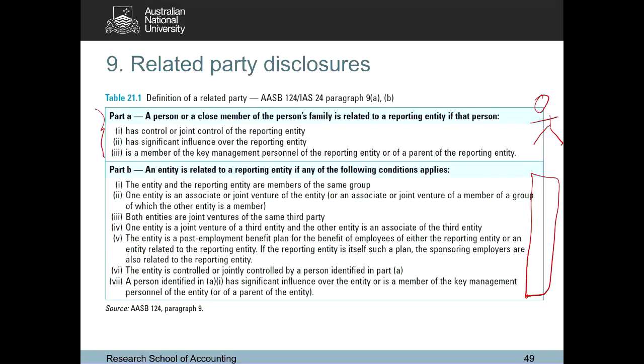So these 2 parts. Okay, let's draw a picture over here. Don't laugh at my drawing, okay? This is the individual. This is an entity. And this is another entity.